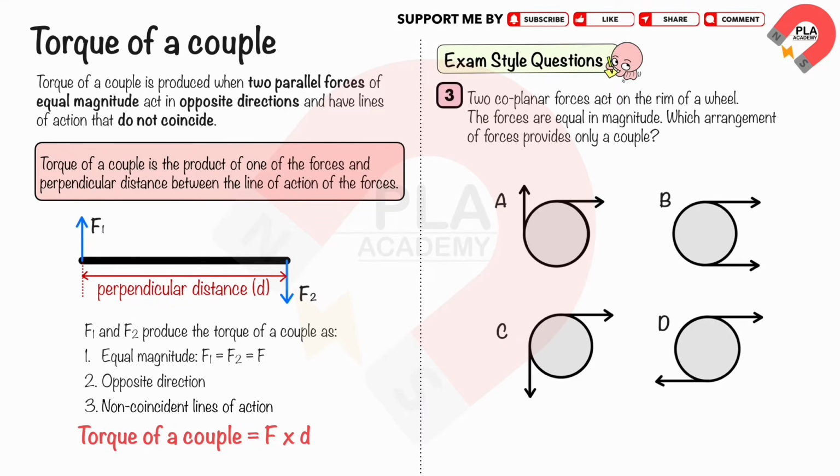Exam style question 3. 2 coplanar forces act on the rim of a wheel. The forces are equal in magnitude. Which arrangement of forces provides only a couple? A. No couple, as the forces are not opposite. B. No couple, as the forces are not opposite. C. No couple, as the forces are not opposite. D. Couple, as the forces are equal, opposite, and have non-coincident lines of action.